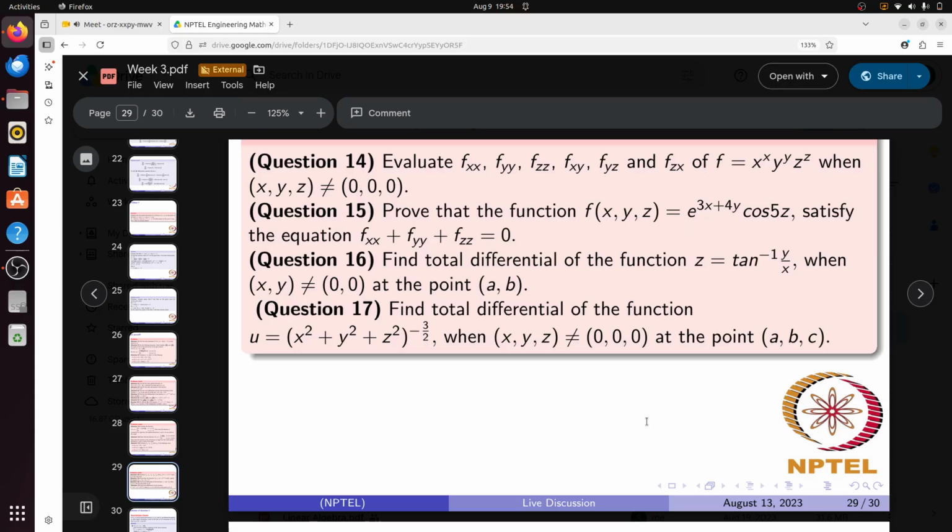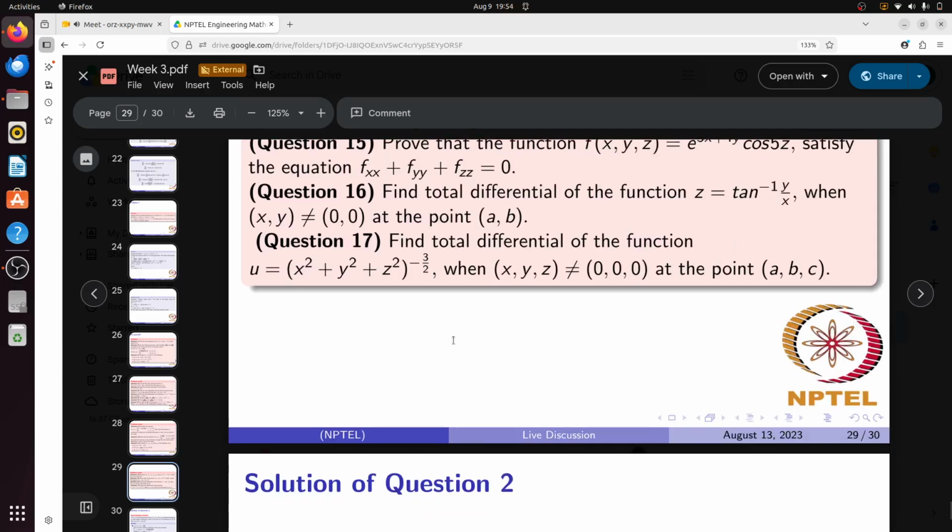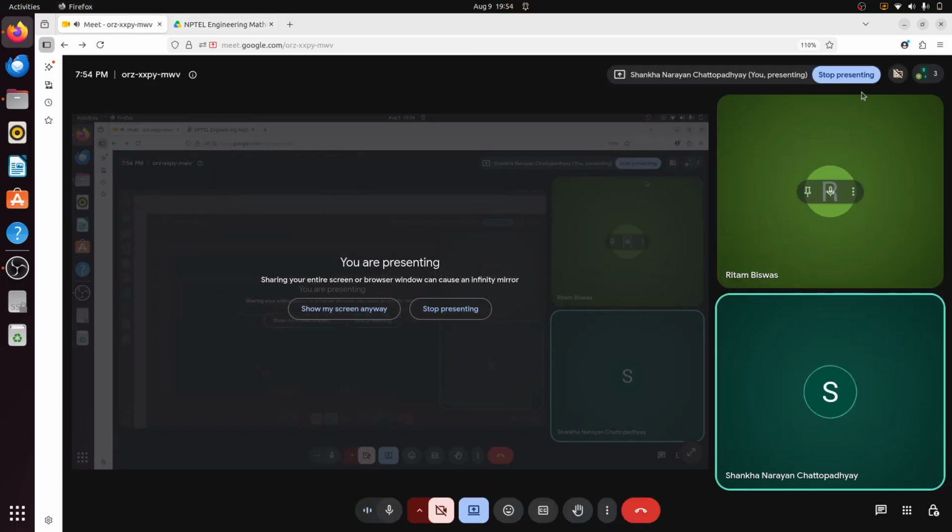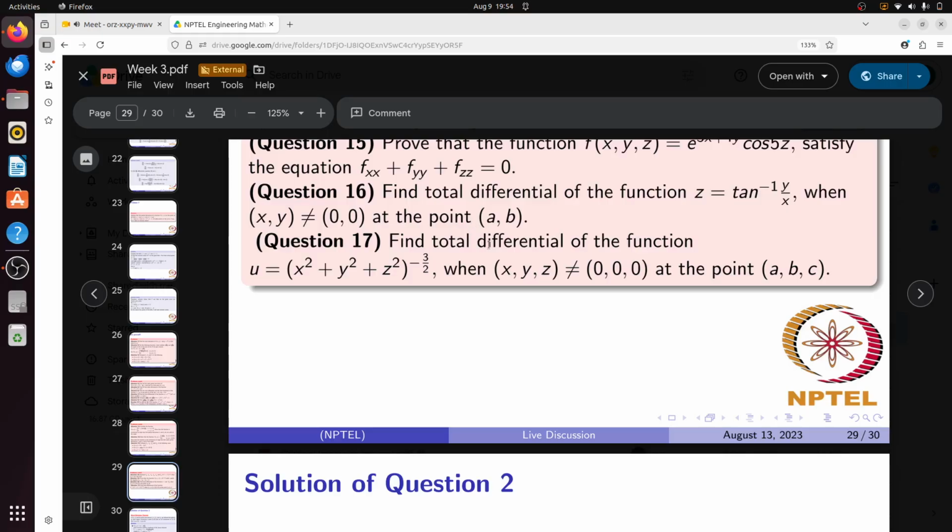So same thing. Now find the total differential of u equal to (x square plus y square plus z square) to the power minus 3 by 2, when (x, y, z) is not equal to (0, 0, 0), at the point (a, b, c). This is also a total differential problem. You need to find del f del x. Here I request you to use one notation: if r square equals x square plus y square plus z square, that will make your life a bit easier.